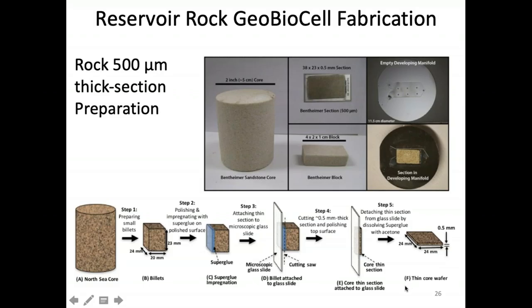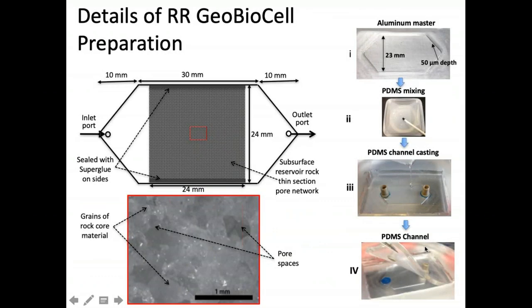Usually these are very crumbly and they will just disintegrate. So what we do is we put super glue on the surface of this tablet, and then we stick it on the glass slide, and then we chop off this top part. Once it's there, we remove the super glue using acetone, and we get this wafer. And then we make this PDMS channel, which has a geometry like this. So this is the process, how I do it.